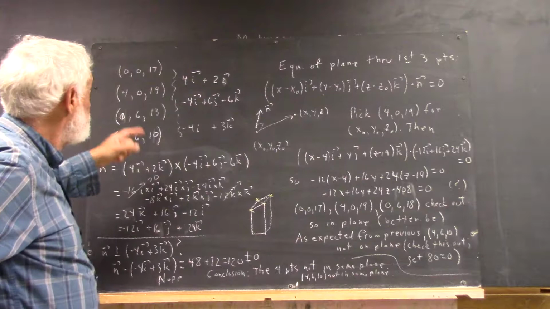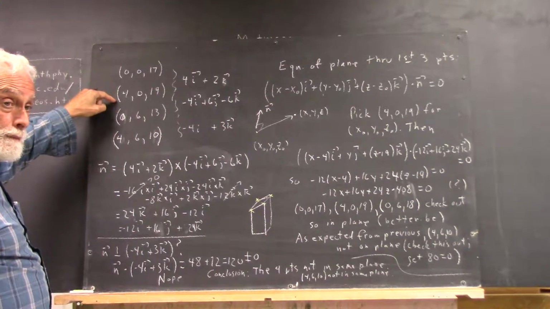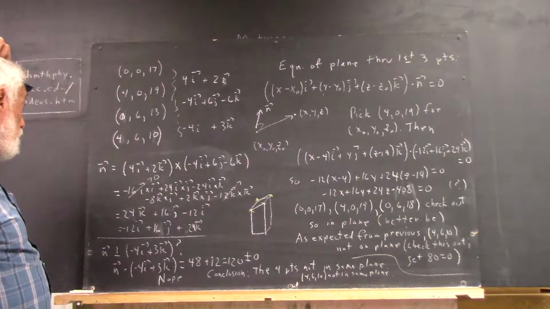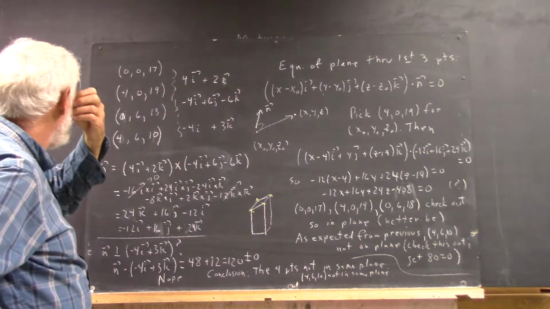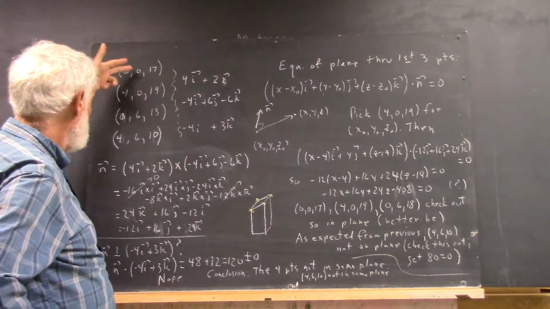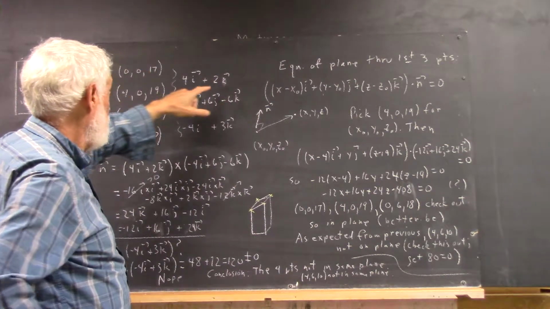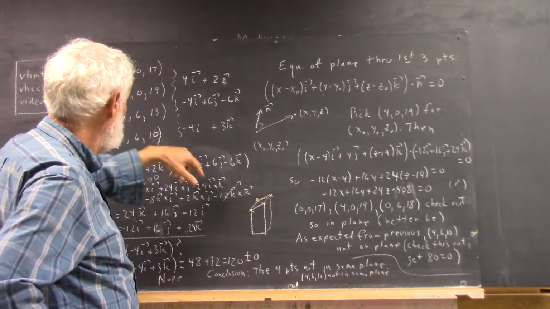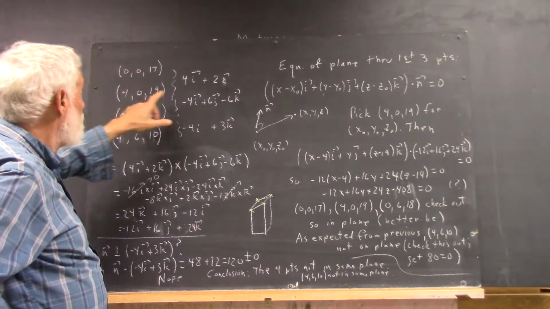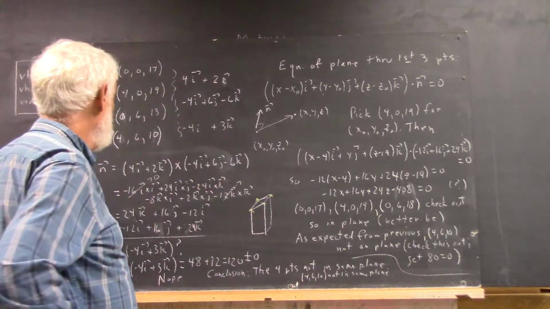The vector from this point to this point is what? Well, the x goes from 0 to 4, so the vector would be 4i. From 0 to 0, of course, is 0, so there's no y component. And from 17 to 19 is 2 units, so we have 2k. So between these points, a vector from this point to this point would be 4i plus 2k.